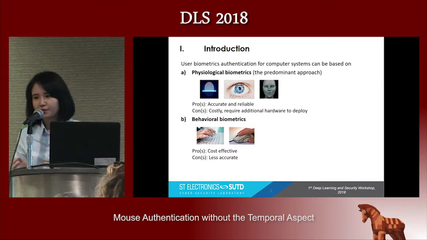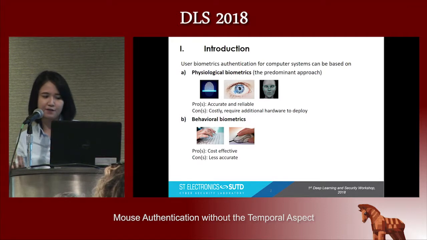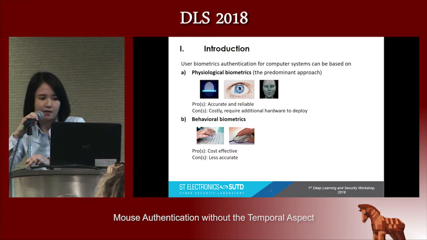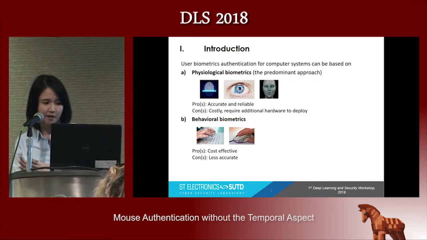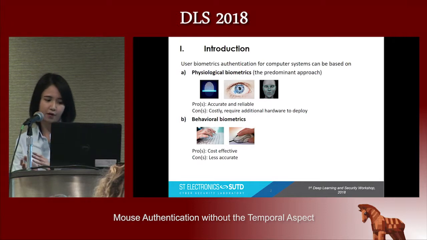So user biometrics authentication for computer systems can be divided into two different categories. The first category is the physiological biometrics, which is also the predominant approach in this field. An example of such biometrics is the iris scanner. It is accurate and reliable. However, it is costly as we often require additional hardware to be deployed.